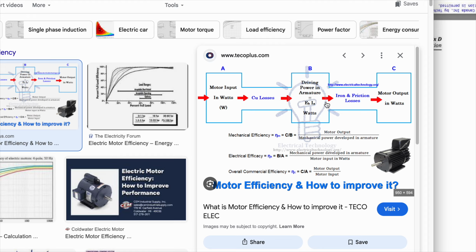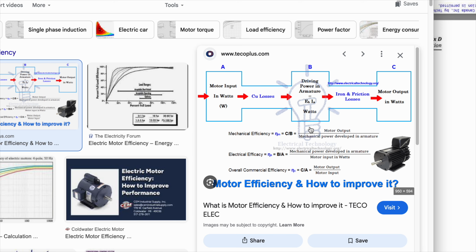So when we are talking about the efficiency, mechanical efficiency, electrical efficiency, it is C divided by B or B divided by A. You can see the driven power in the armature. So in total, the efficiency is C divided by A.